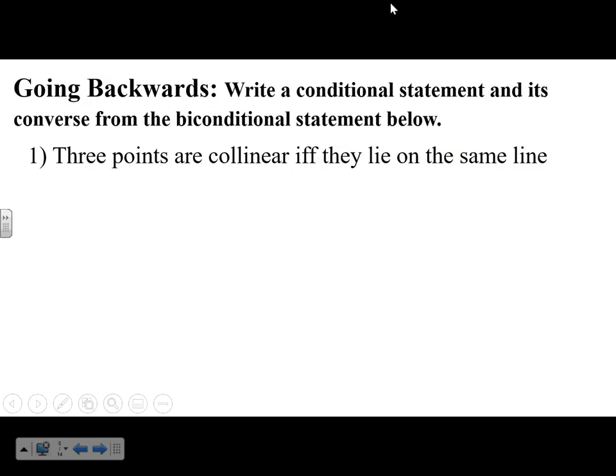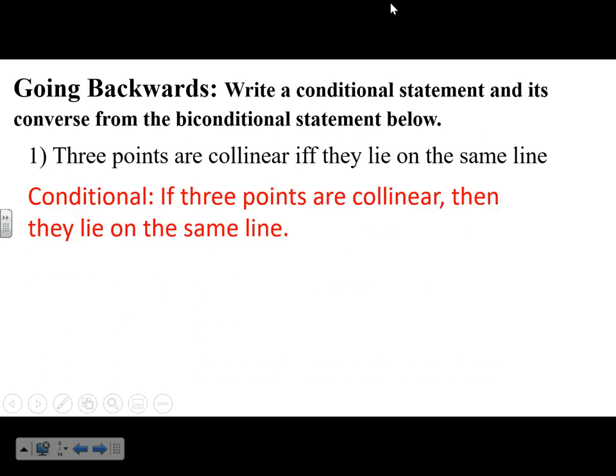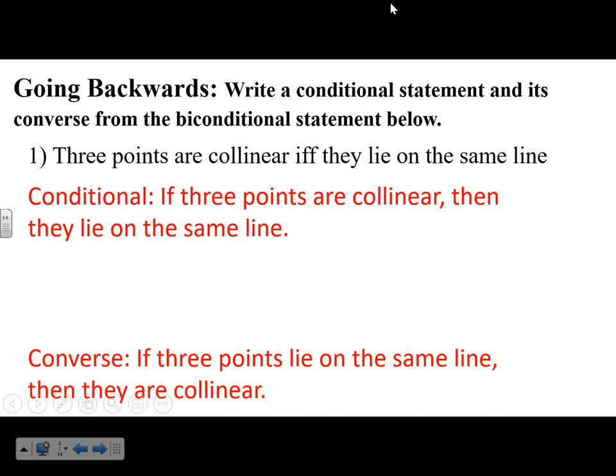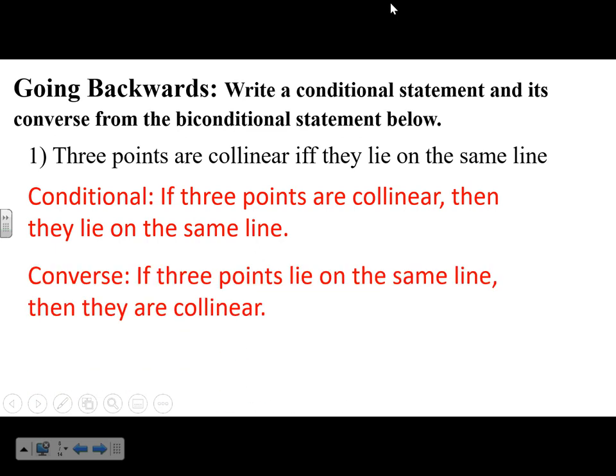So next thing is going backwards. So now they give us the biconditional, and I want you to write the conditional statement and the converse. So 3 points are collinear if and only if they lie on the same line. So the conditional is if 3 points are collinear, then they lie on the same line. And the converse is if 3 points lie on the same line, then they are collinear.